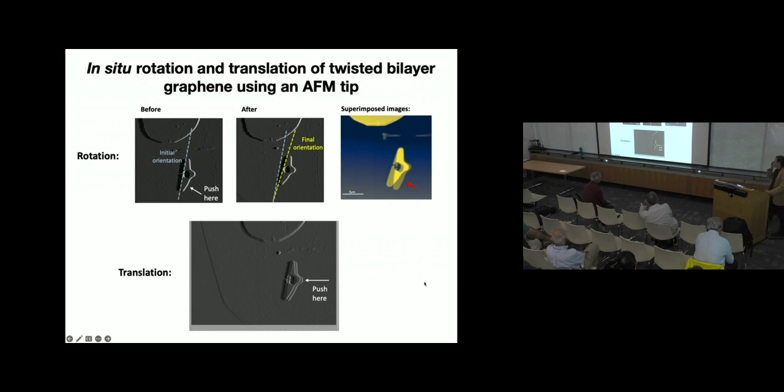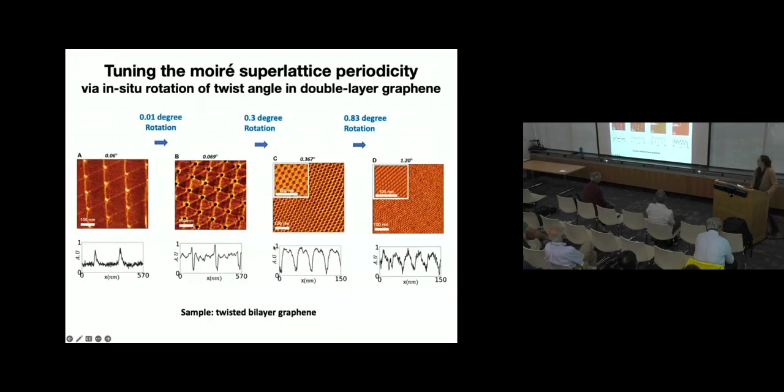Another small thing that I wanted to mention is that depending on the location of the push point, you can introduce either controlled rotations or lateral translations. So if you take the AFM tip and push in the middle, you can move the top flake laterally with respect to the bottom flake. But our interest was primarily on the angular control, so we focused on this top sequence.